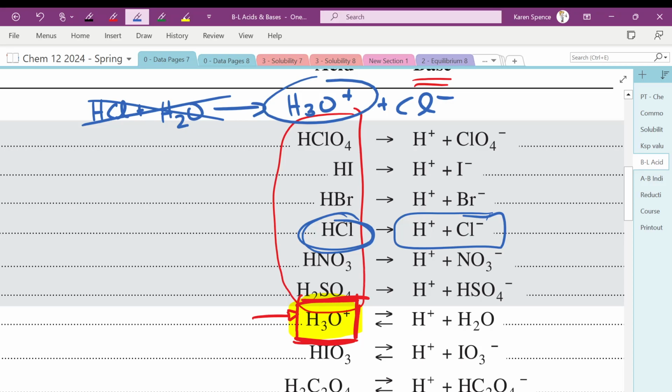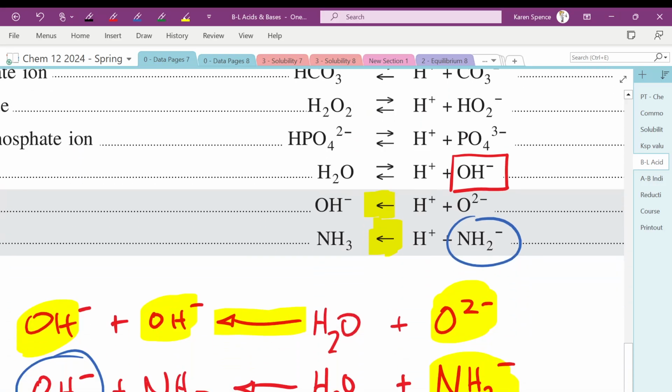Okay, and that's all you need to know about the leveling effect. If the question asks, what's the strongest acid that can exist in water? Bam. What's the strongest base that can exist in water? Bam. You don't need to know much more about it than that. You don't need to know that whole thing with ammonia being the solvent. That's just a little bonus for your brain.